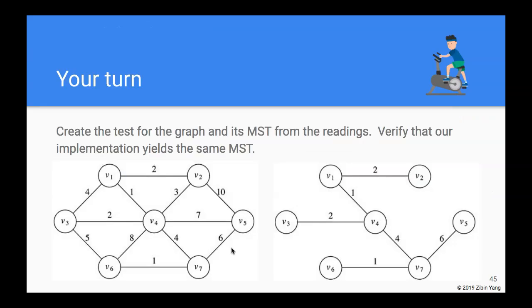All right, so having shown the implementation and having done a single test, I think it's your turn to write a little bit of code. You've worked out the MST for this graph before, and now you can write a test that specifies this graph and then run Kruskal's algorithm, and hopefully the code would give you the same MST as you figured out when you did it by hand.